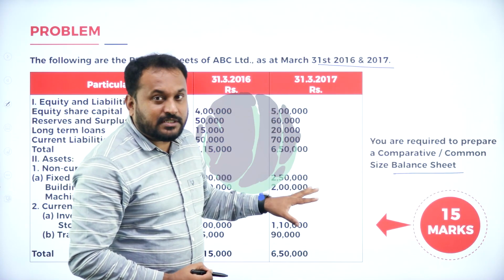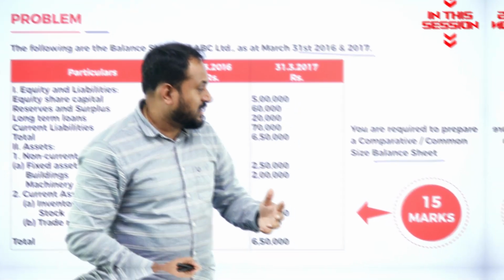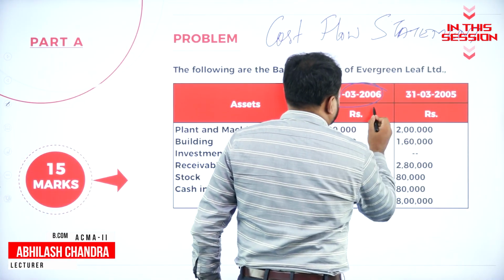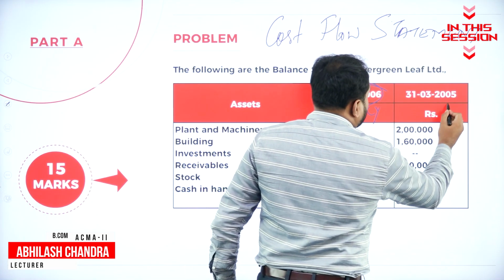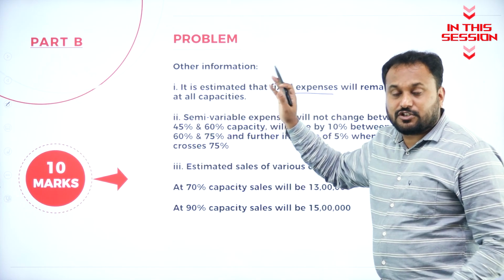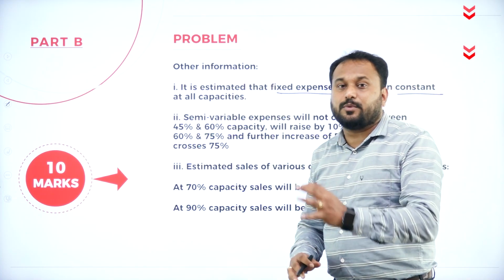The same question can come for comparative, the same question can come for common size, which is the current year. The current year here is this. Which is the previous year? 2005 is the previous year. If they have given this, it is constant. If they have not given this also, the fixed expenses are always constant.